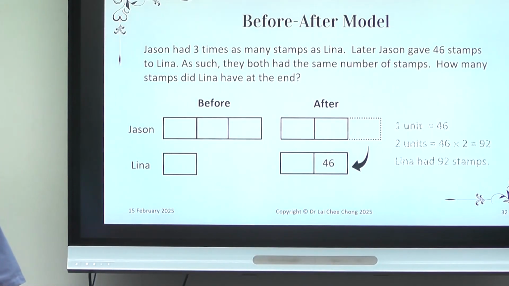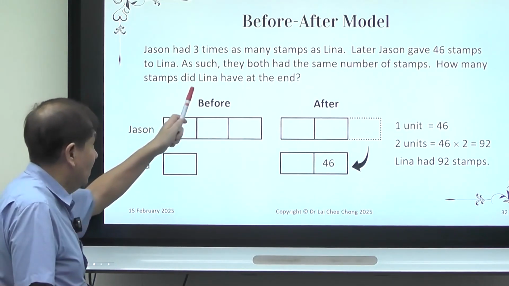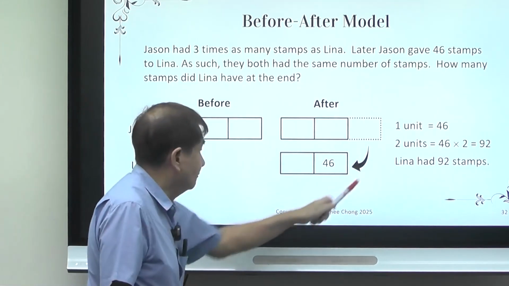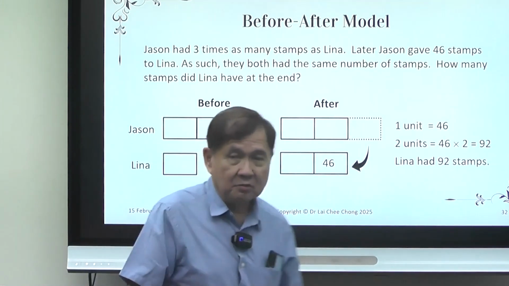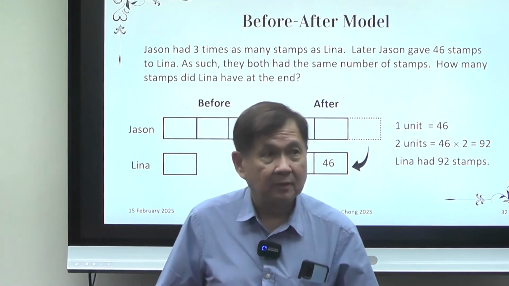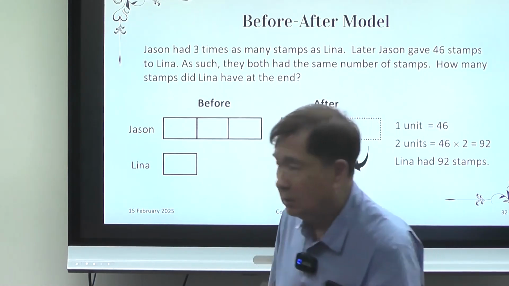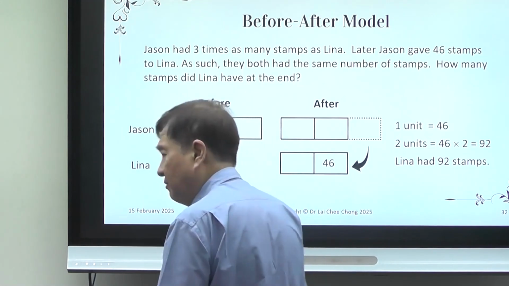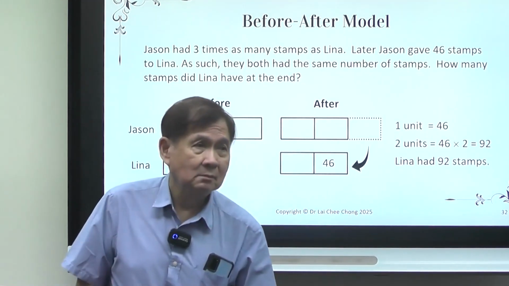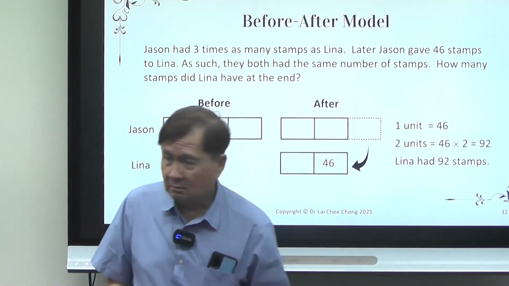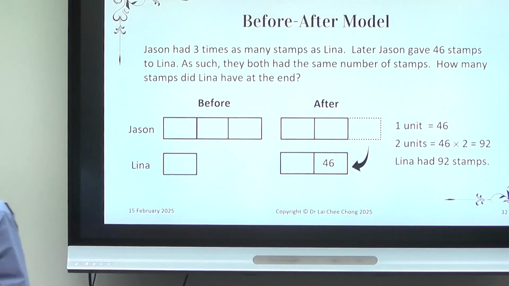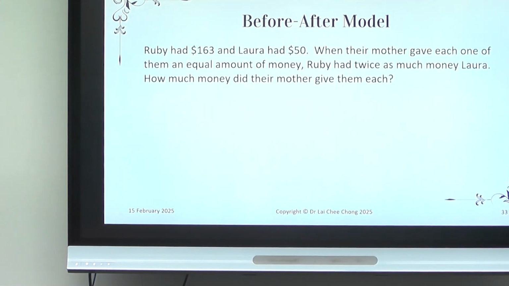So therefore, the question is, how many stamps did Lena have at the end? 92 stamps. Fair enough. Straightforward. These are very easy before-after models. You draw 2, and usually we will do this one in grade 5, if I'm not mistaken. Yeah. So I think that's a very simple before-after model to begin with. Now let's look at something a bit more, not so straightforward perhaps.